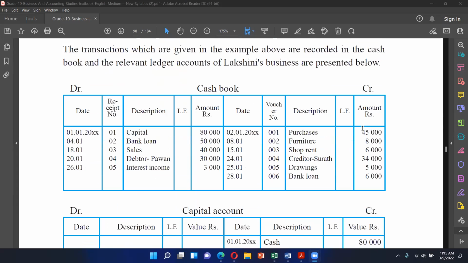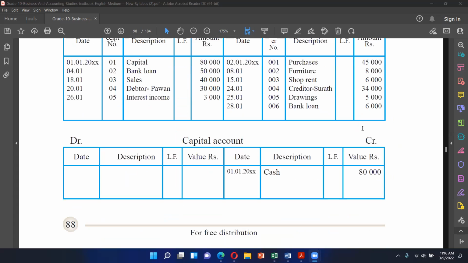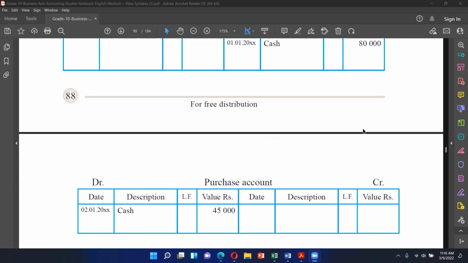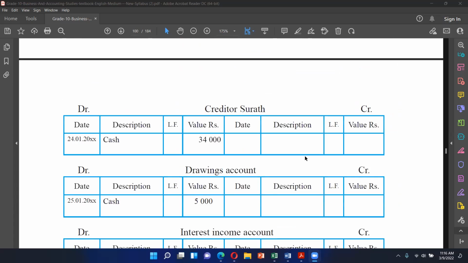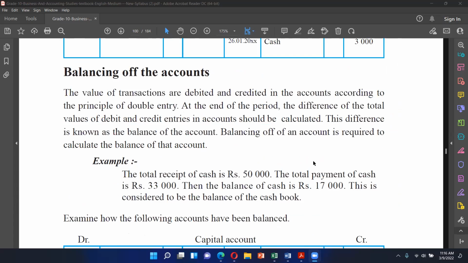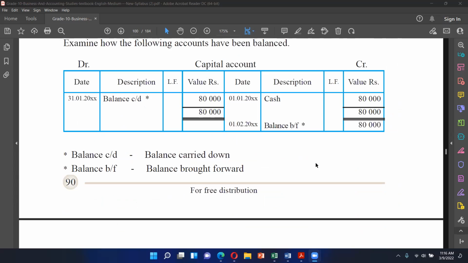Nice. So everyone got a clear picture on how you record the transaction. If you receive any cash, you debit cash book. If you pay any cash amount, you credit cash book. And the other ledger accounts also you get some idea. Questions might come up where you need to record first in a cash book and then post it to the other ledger. And balancing of accounts, how you balance the account.